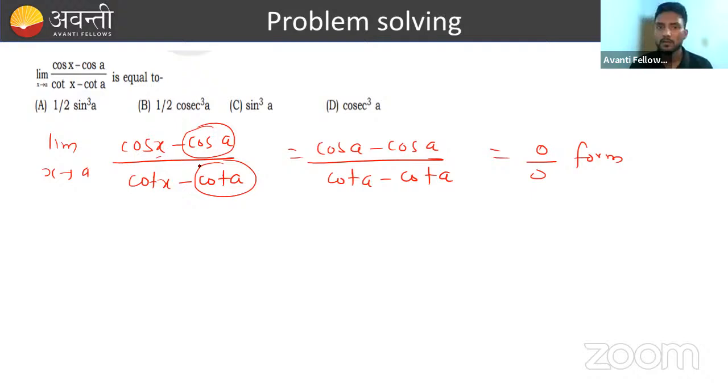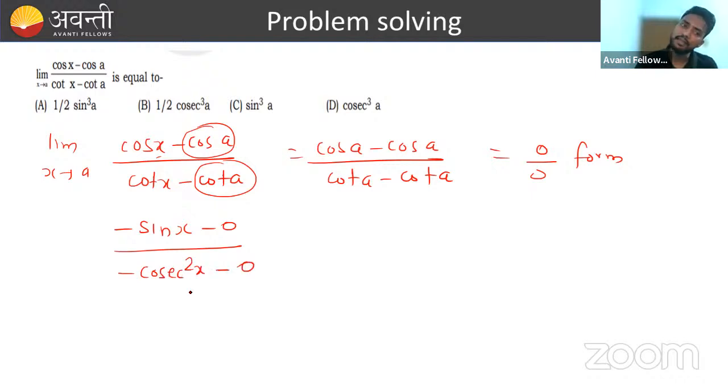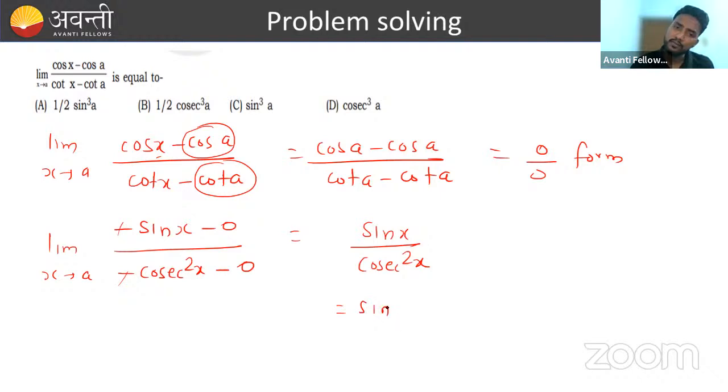So what we will do? I will apply the L-Hospital rule. Cos x का क्या होता है? Minus sin x, cos a is 0, cot x is minus cosec square x, and cot a is 0. So minus minus will be cancelled out, and we are going to get sin x divided by cosec square x. This cosec square x will go upper side, so it will become sin square x. So sin x into sin square x, it will be sin cube x.